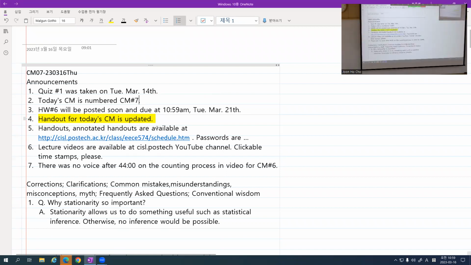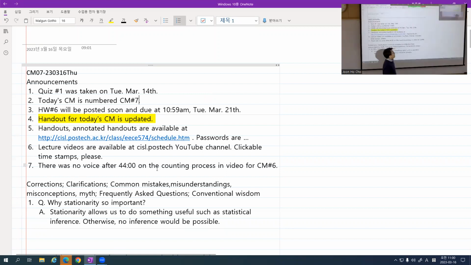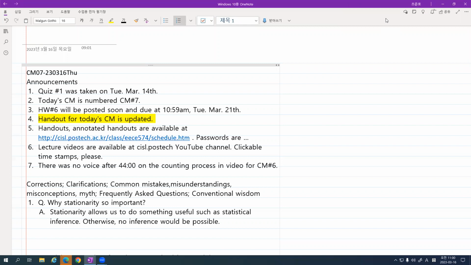Of EECE574. Something is very wrong with our camera. I believe somebody... Yeah, something's wrong with the connection. Yeah, it's gone, I believe.